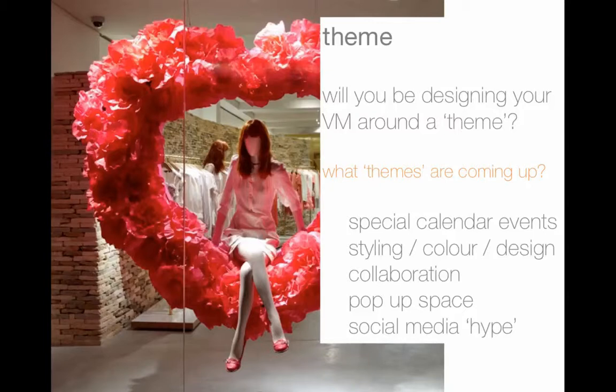So you'll start to see Christmas window displays popping up around town. Is that something that your brand has already started to do? Does the window already look festive? Does the store environment already look festive? What themes are coming up is really important to think about as a visual merchandiser. So this can include special calendar events, again, reflected in the styling, the colour, the design, any collaborations that they might be trying to push or they've launched recently, that would be considered as a theme or a special event.